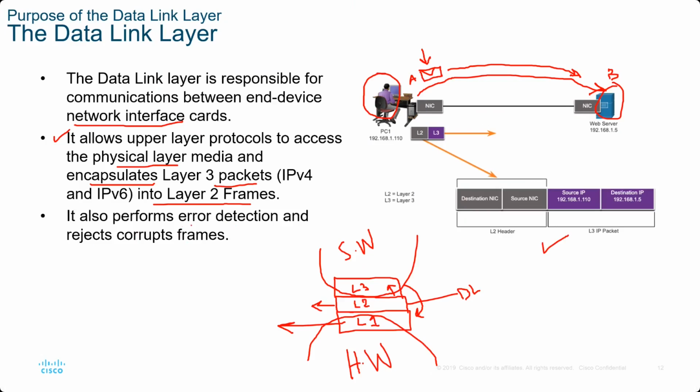And it also has to do some error detection and reject corrupt frames. So it has to add all of these things, and we are going through them one by one: how does it support this and how does it solve this problem, okay?